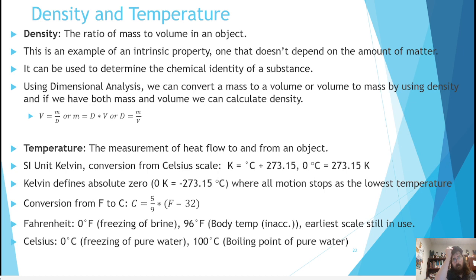Now, last 2 slides. Density and temperature are two of the more complex equations we're going to be using this chapter. Not too much, not too bad, but we will use density and temperature. Density is simply the ratio of mass over volume. As I said, this is an intrinsic property. It doesn't depend on the amount of matter. But one reason we would need density is because it can determine the chemical identity of a substance.